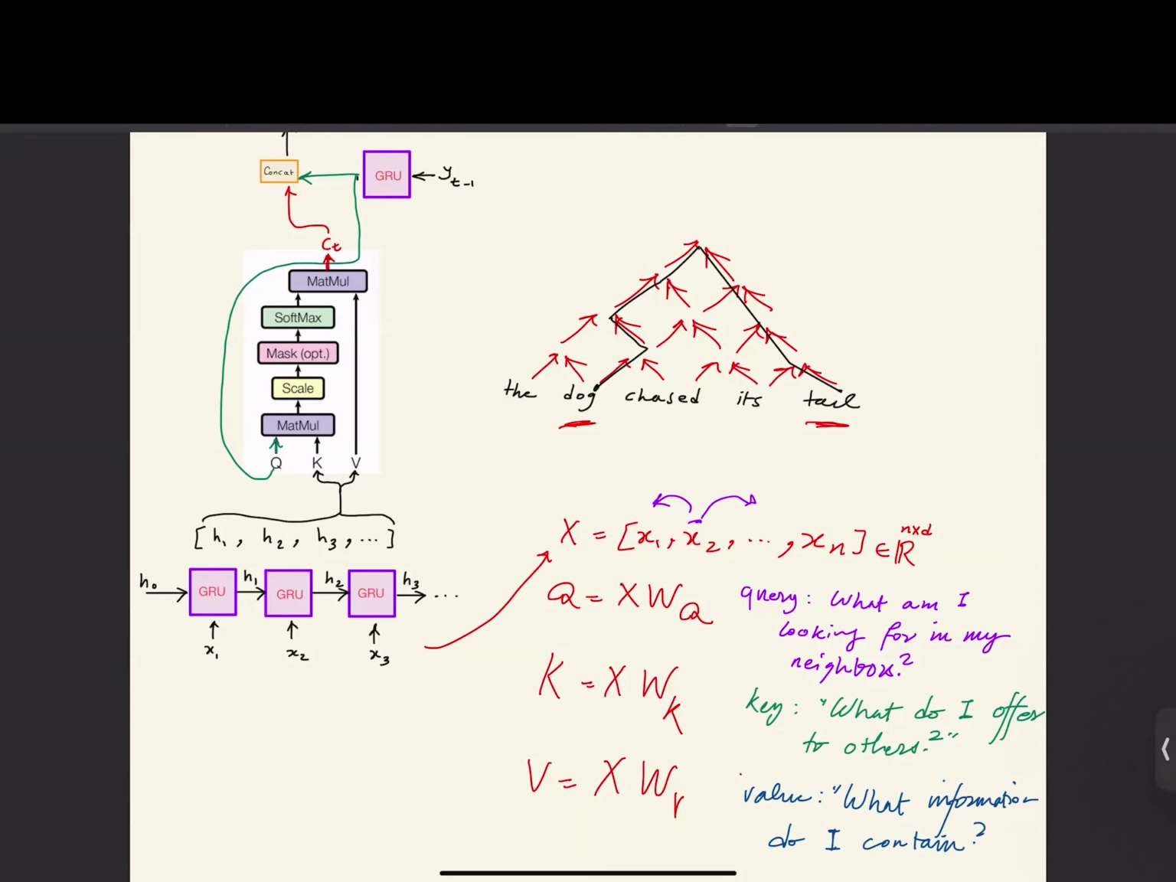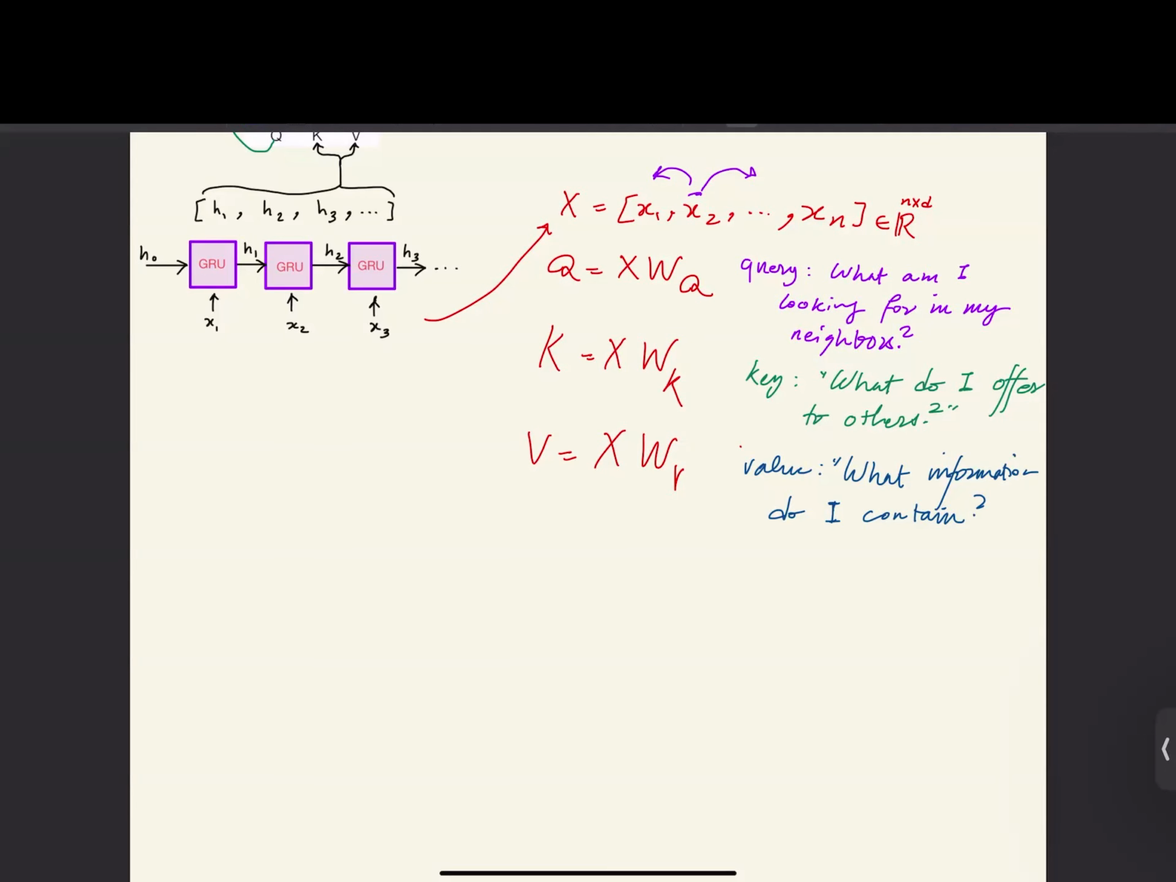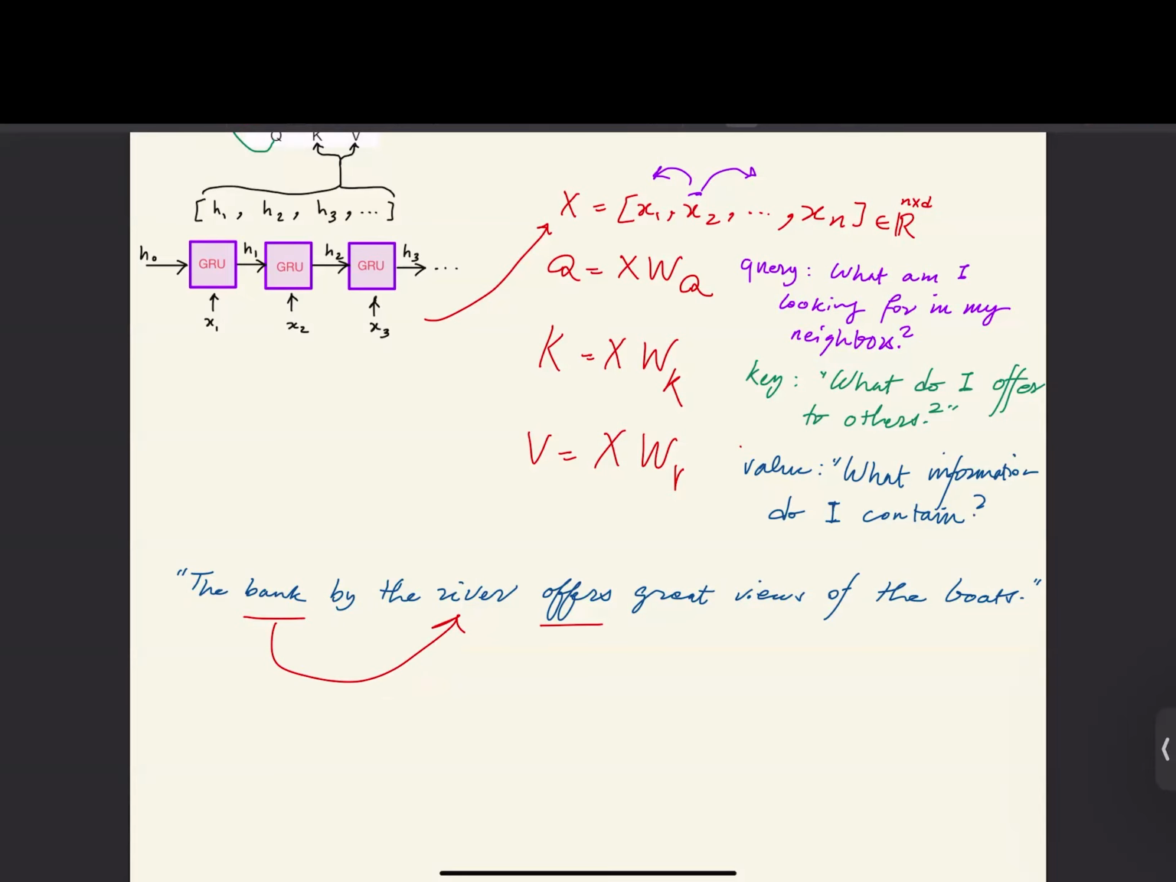Let's try this in an example. So consider a sentence. Let's say, the bank by the river offers great views of the boats. And let's look at the word bank, position 2, and let's assume it acts like a query. What are my neighbors telling me about my meaning? It looks at river, and the key of river is basically I'm related to water. It looks at offers, and the key is I might be a financial institution. And boats, where the key is, again, I'm related to water.